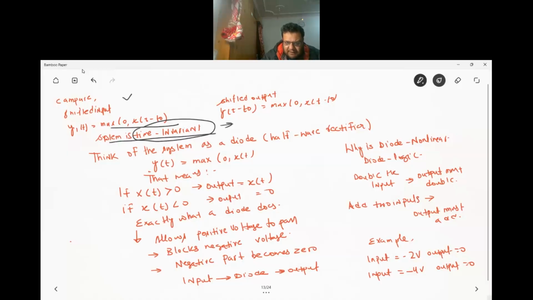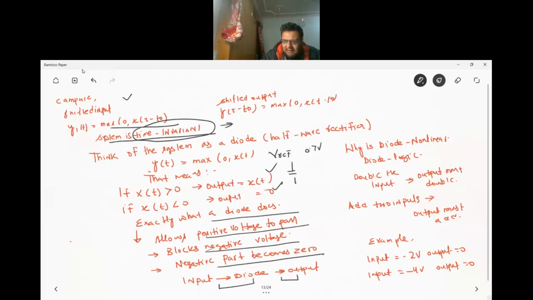Think of this system as a diode, like a half wave rectifier. Let's say y of t is equal to max of 0 comma x of t. That means if x of t is greater than 0, the output is x of t, like what happens in a diode. If you have a voltage greater than the reference voltage, like 0.7 volts for a silicon diode, and your supply voltage is greater than this, the diode gets forward biased and the output comes. If it is less than 0 or negative, your output becomes 0. Exactly what a diode does: it allows positive voltages to pass and blocks the negative voltage. The negative part becomes 0.